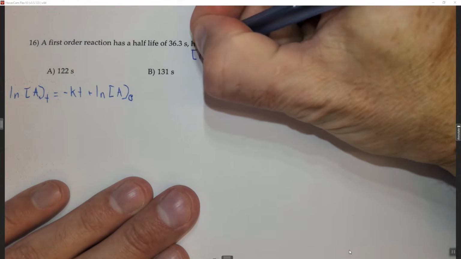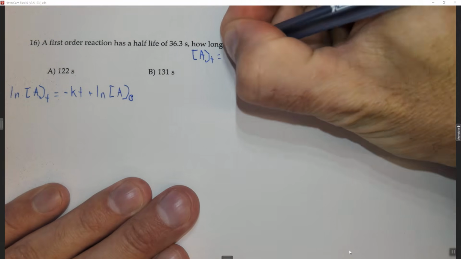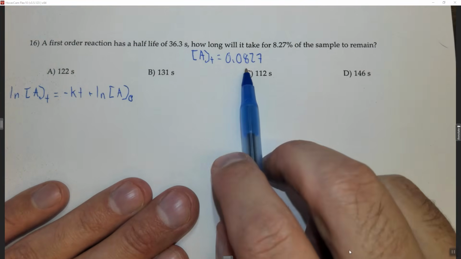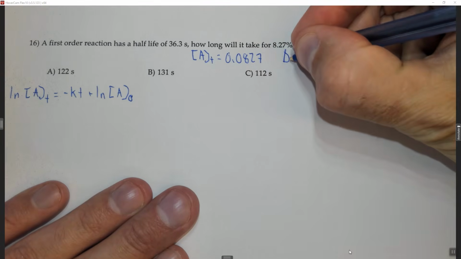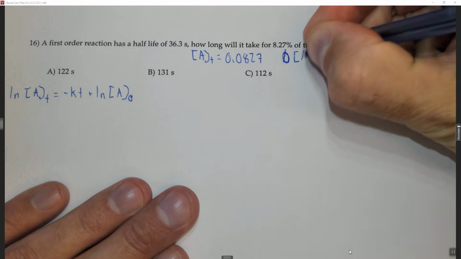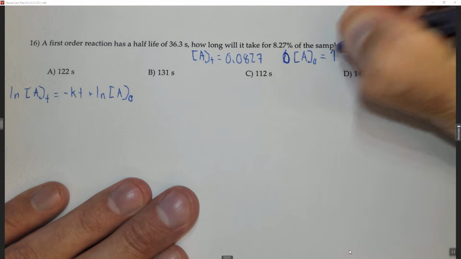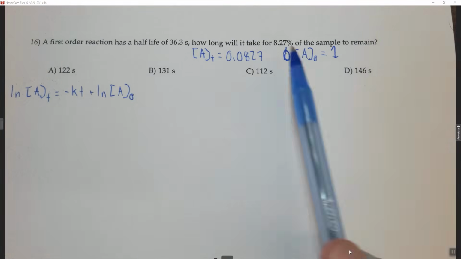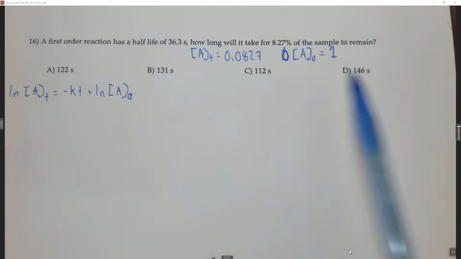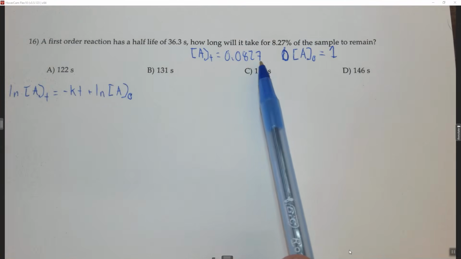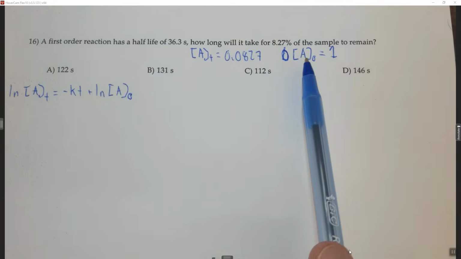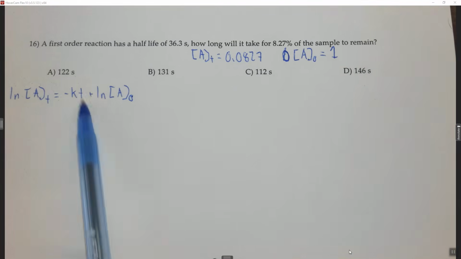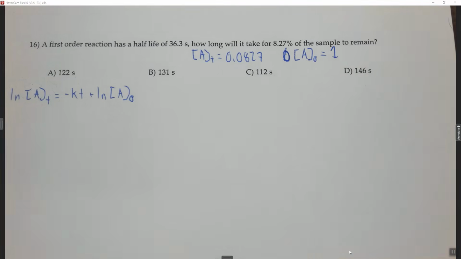So the concentration of A at some t is 0.0827, so this is a fraction out of 1. And the concentration of A initially is 1. This makes the math a tiny bit easier. It's not a big deal if you use 8.27 and 100. Go ahead, you'll get the same answer. You have to push a few more buttons. Why is this a little easier? Because the ln of 1 is 0, so you can basically just ignore this term.